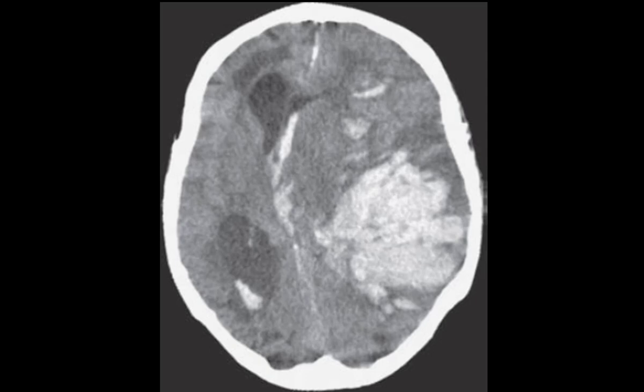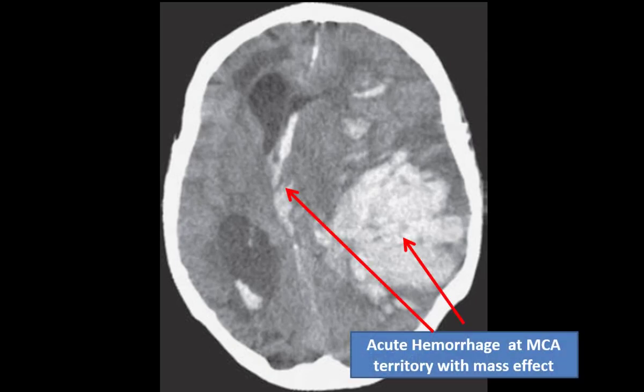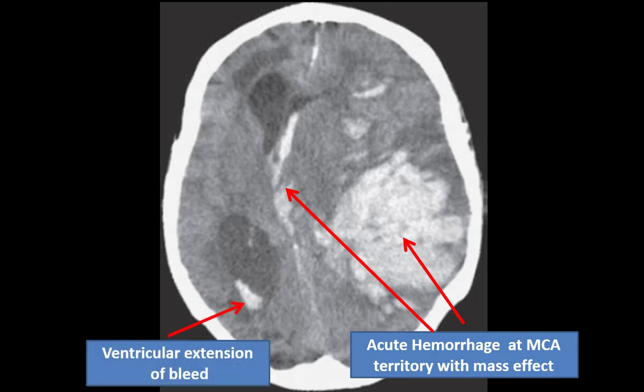Yeah, there is intracranial hemorrhage leading to mass effect and midline shift. You can see effacement of ventricles and some intraventricular extension also. So, you have to thoroughly comment on a CT when you are given one in the exam. This is acute hemorrhage in the MCA territory with mass effect and also intraventricular extension of blood.